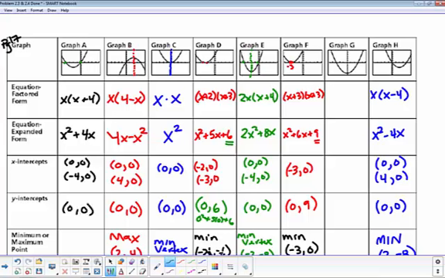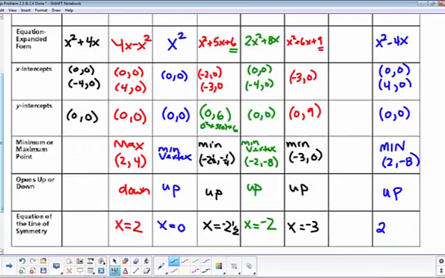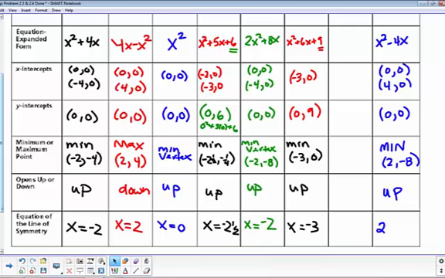Y-intercept is at 0. It's a minimum vertex. The vertex is a minimum. It's at negative 2, negative 4. It opens up, and the line of symmetry is at negative 2.